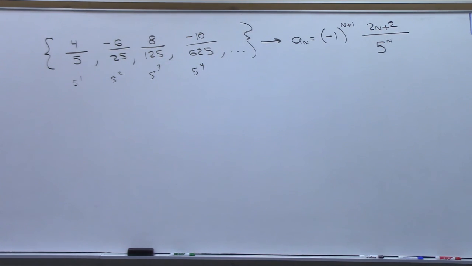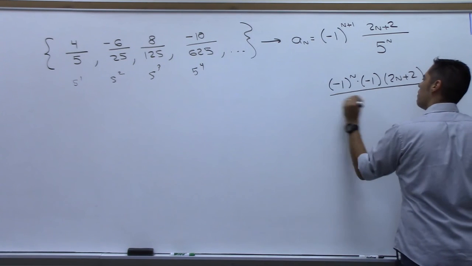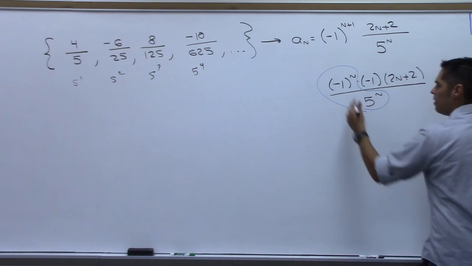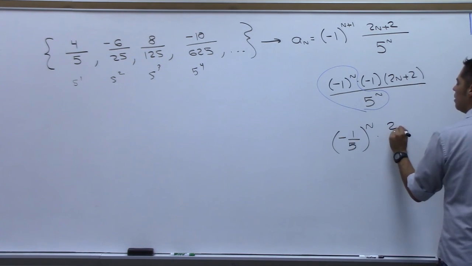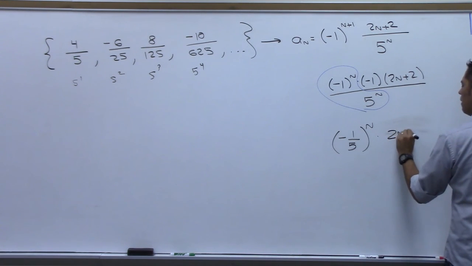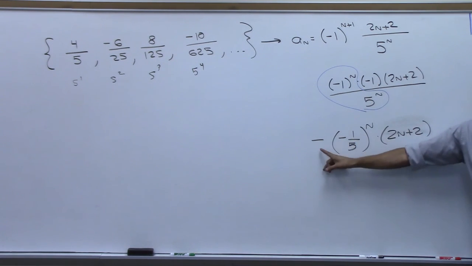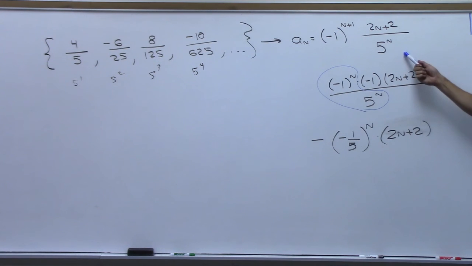Now, let me just show you. You could do more to this, okay? You could clean it up. I'm happy with this, but just so you can see it, I could do negative 1 to the n times negative 1 times 2n plus 2 all over 5 to the n. The only reason I'd want to do that is that these two are both to the n power, so I could put them into a fraction together, and write them as negative 1 over 5 to the n times 2n plus 2. So these two go together to this: the negative 1 is out here, and then this is right here. That's another representation. It's just cleaning that up, making it look different. I would just be happy with this, all right?